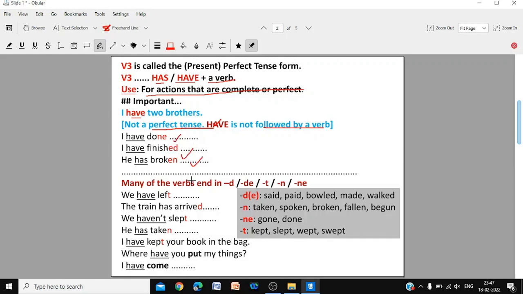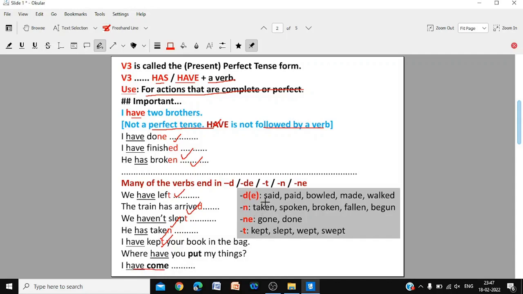Now most of the verbs end in D, T, N, or NE. Like we have left, ending in T. The train has arrived, ending in D. We haven't slept, ending in T. He has taken, ending in N. I have kept, ending in T. But not always. Sometimes you can have a verb not ending in D or T or N, like I have come.